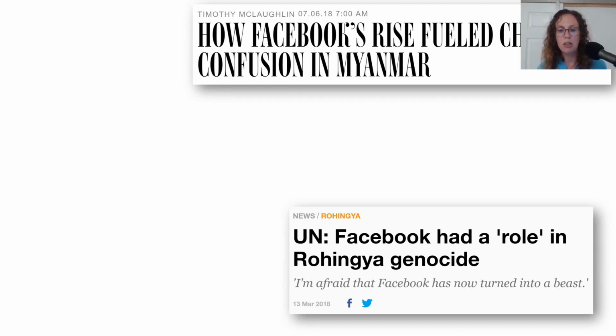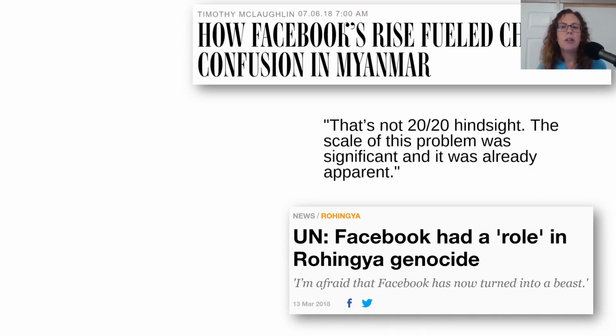One person in 2015 even told Facebook executives that Facebook could play the same role in Myanmar that the radio broadcast played during the Rwandan genocide. And radio broadcast played a very terrible and pivotal role in the Rwandan genocide. Somebody close to it said, that's not 2020 hindsight. The scale of this problem was significant and it was already apparent. And despite this, in 2015, I believe Facebook only had 4 contractors who even spoke Burmese, the language of Myanmar.